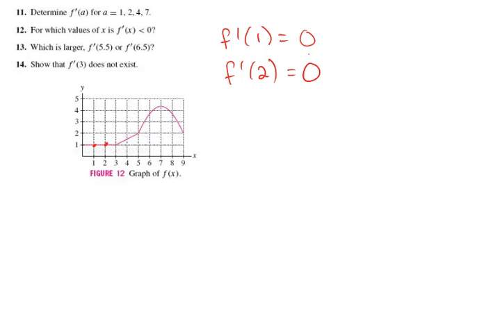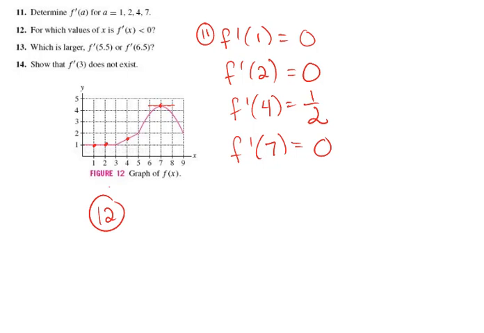At 4, this is exciting, we have a line here. This line has a slope, let's see, it rises 1, runs 2. So f prime at 4 is equal to 1/2. And then at 7, f prime at 7, well right here, your tangent line is horizontal again, and so that's going to have a slope of 0. So that's number 11.